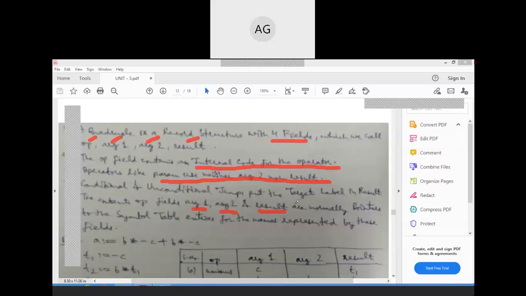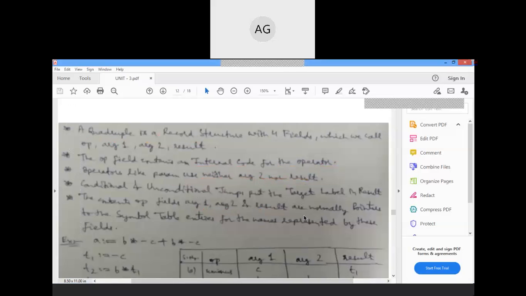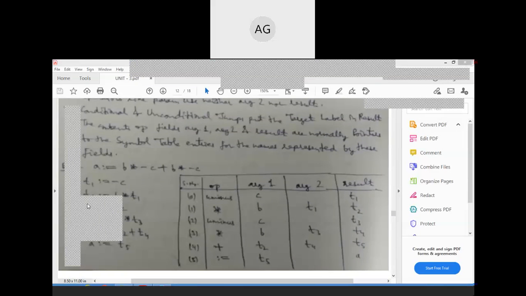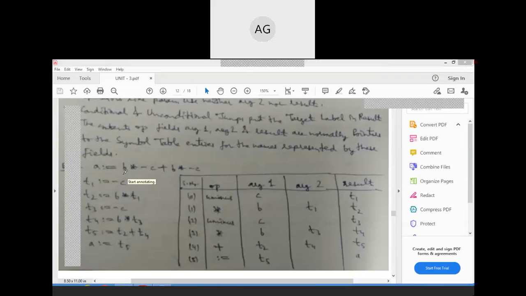So you need to follow this while storing the result in the quadruples. Let us solve a numerical based on storage in quadruple. This is the question: A equal to B into minus C plus B into minus C. You need to store its value in the quadruple. Before storing it, you first need to make the three address code of this expression, step by step.